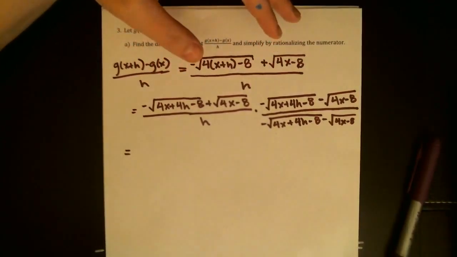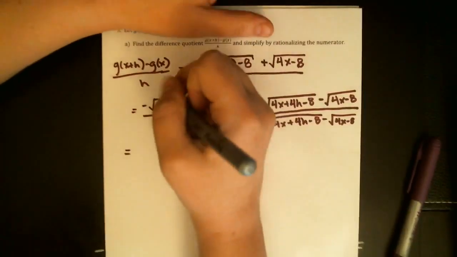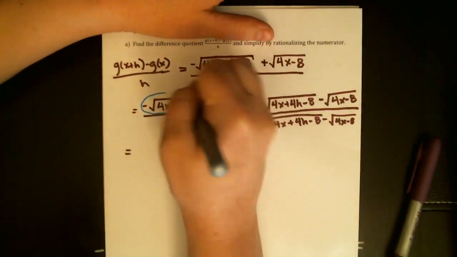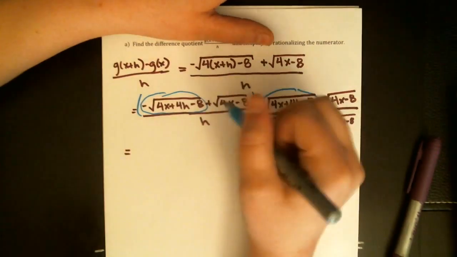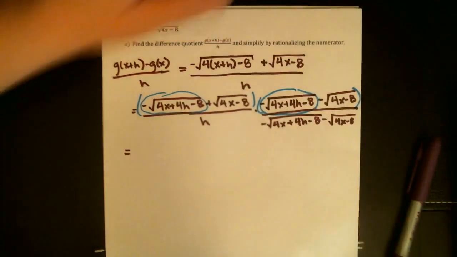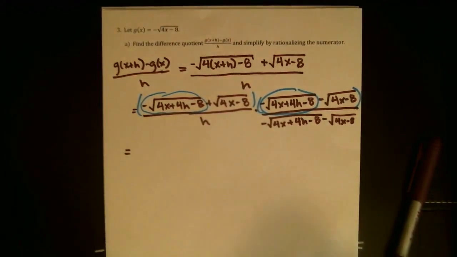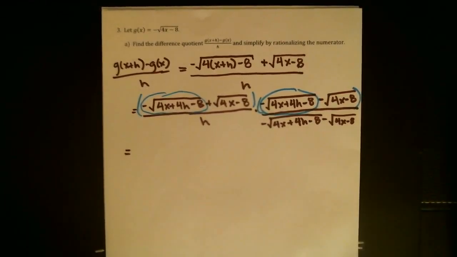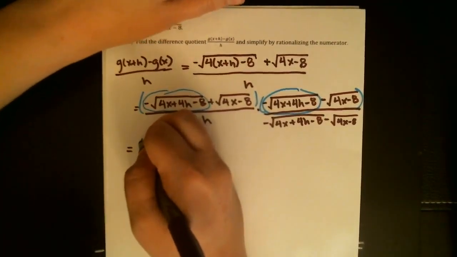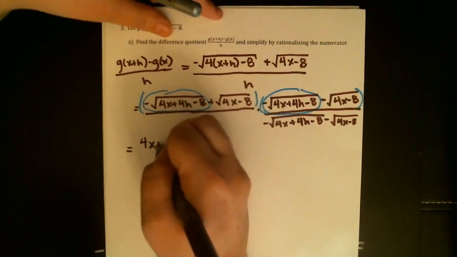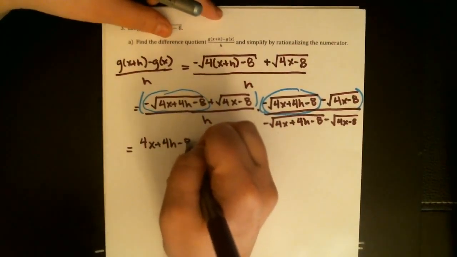Okay, so let's see if I can label some of this. So this has to get multiplied by this. Again, we're multiplying 2 terms by 2 terms, so there's 4. This is going to be our first. The negative times a negative becomes a positive 1, so the negatives out in front are going to go away. When you multiply the square root by itself, the square root is also going to go away. So there's a 4x plus 4h minus 8.